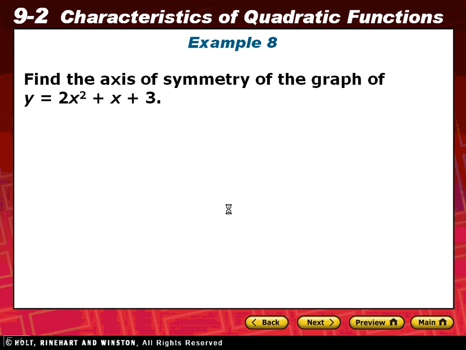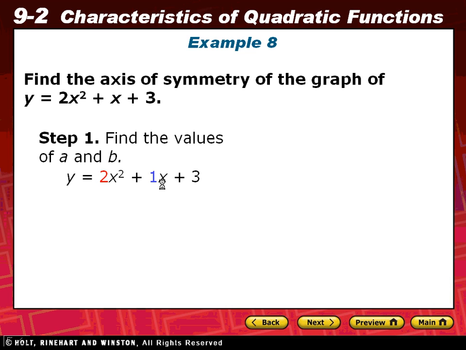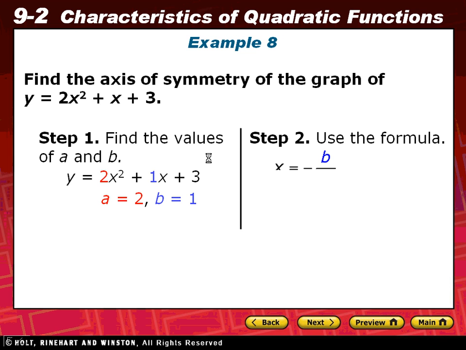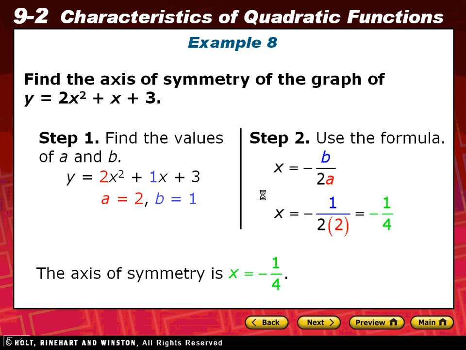Okay, you try this one. You can pause the video if you'd like. Okay, so here are the values of a and b. Let's substitute them into the formula, x equals -b over 2a. So the axis of symmetry is x equals -1/4.